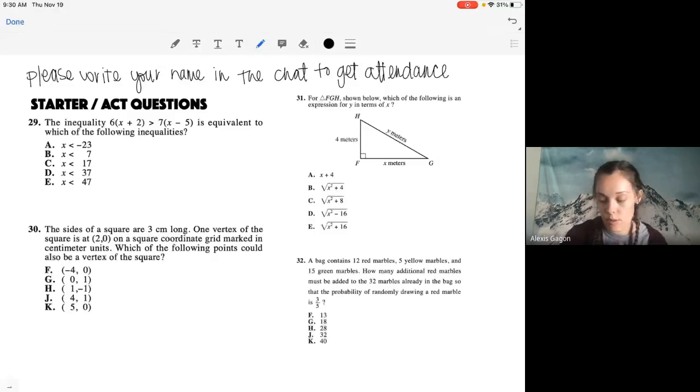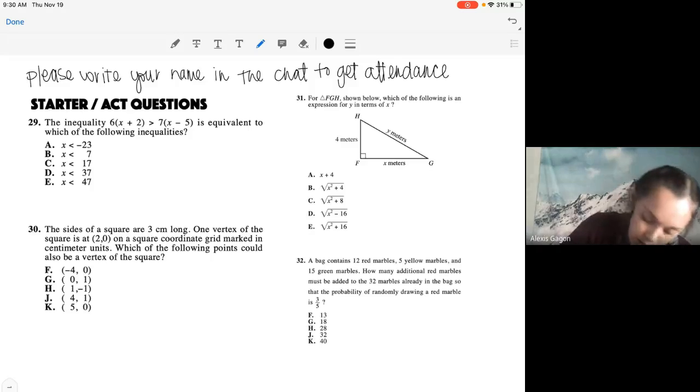And let's go through some of these ACT questions. So this first one, we have this inequality here: 6 times (x plus 2) is greater than 7 times (x minus 5). We want to know what this is equivalent to. So basically we need to solve this inequality. So let's just go through it.